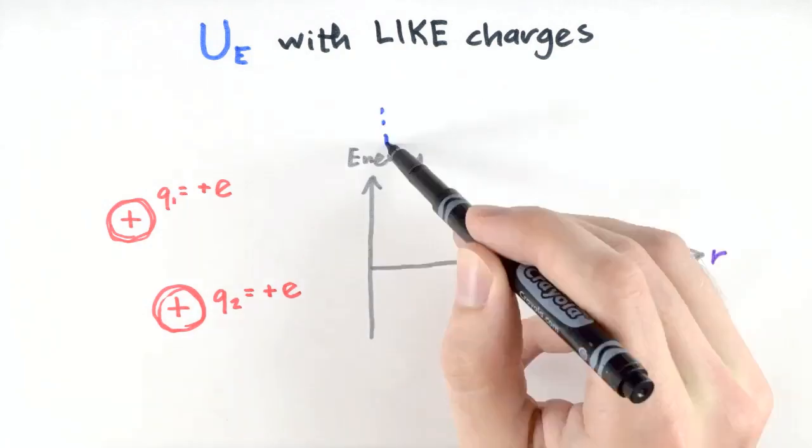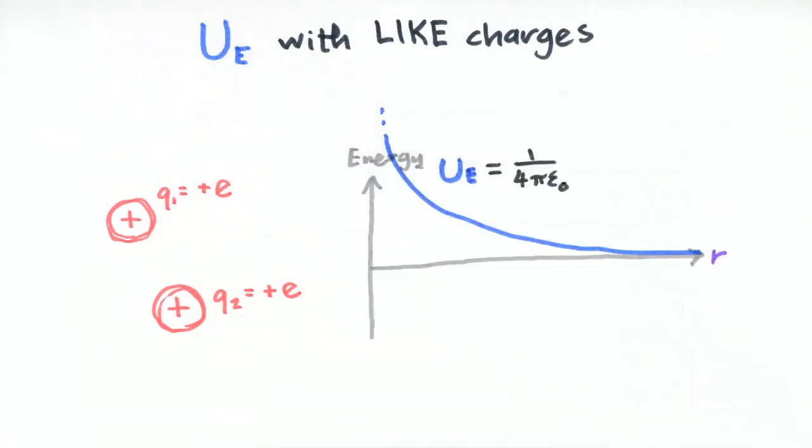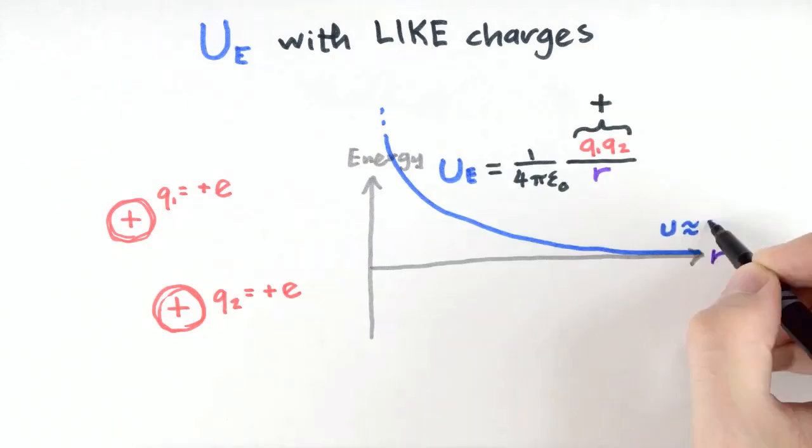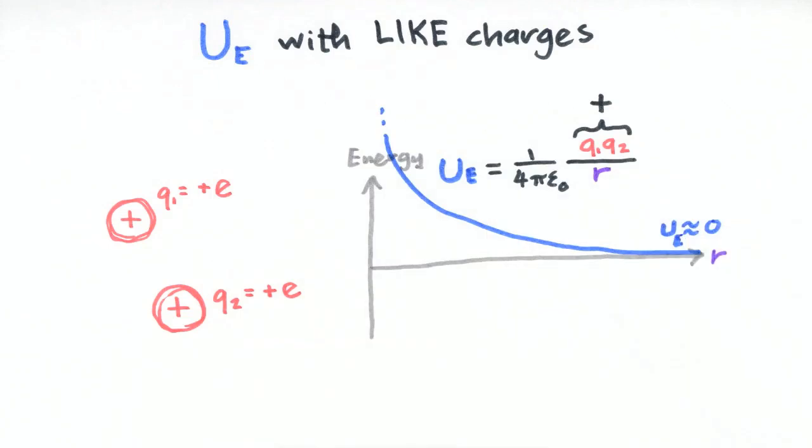Here's the correct sketch. Notice that the electric potential energy is positive everywhere because Q1 times Q2 is positive. This potential energy again has the general property that when the charges are weakly interacting, here by having large separation, the potential energy approaches 0. That's just like the attractive case. What's new here is that as the separation distance decreases, the potential energy increases.